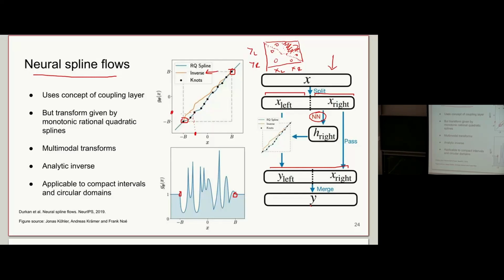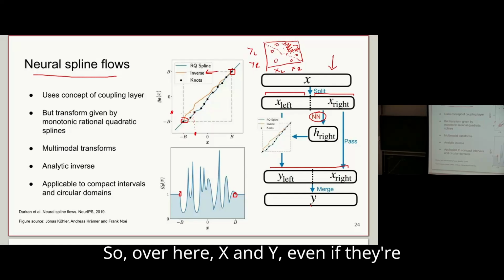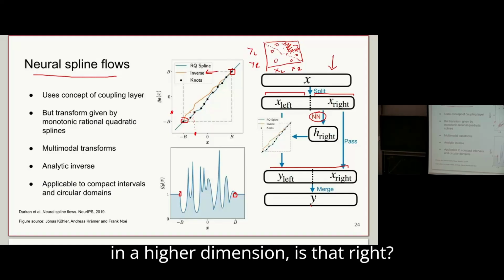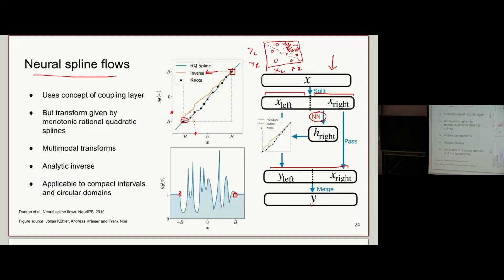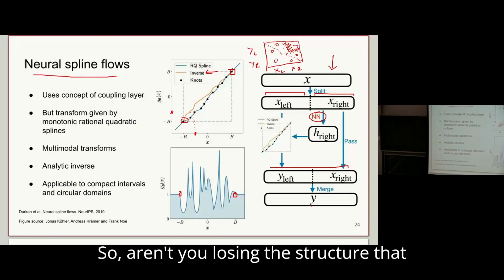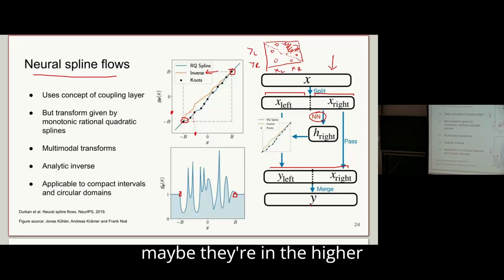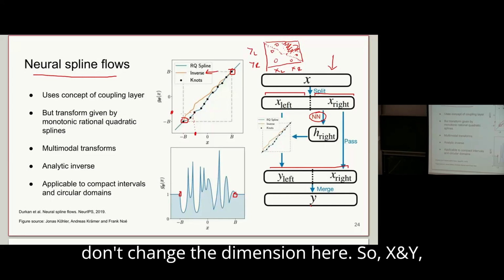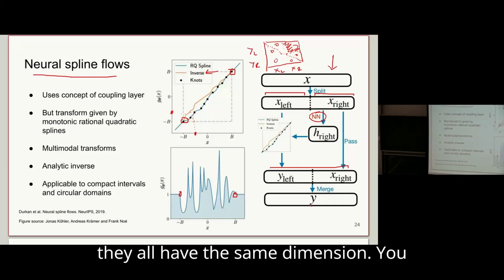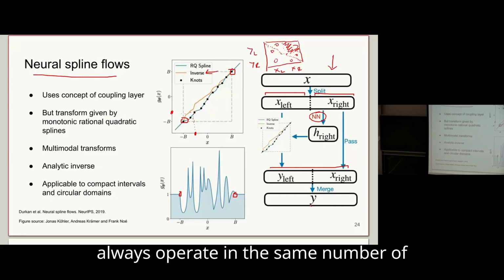Any question? Yes. So over here, you're vectorizing the x and the y, even if it's inherently in a higher dimension. Is that right? So aren't you losing the structure that may be there in the higher dimensional thing? Yeah, just to clarify, we don't change the dimension here. So x and y, they all have the same dimension. You always operate in the same number of dimensions.